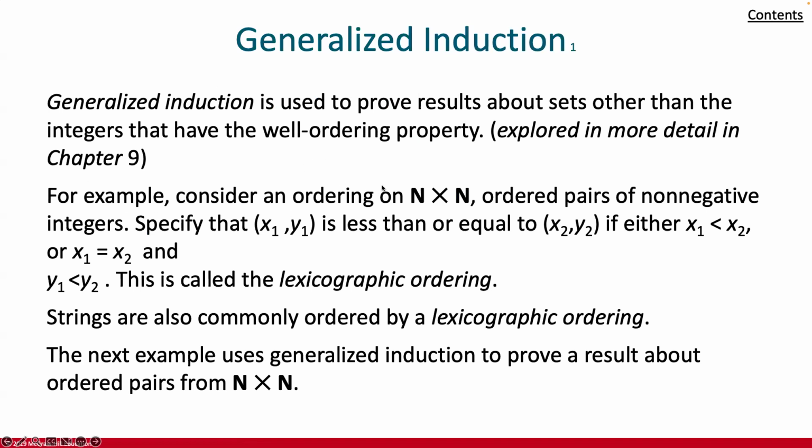For example, consider an ordering of N by N, the ordered pairs of non-negative integers. Specify that (x1, y1) is less than or equal to (x2, y2) if either x1 is less than x2, or x1 is equal to x2 and y1 is less than y2. This is called a lexicographical ordering. Strings are commonly ordered by lexicographical ordering, so having things in an ordered list has its benefits. The next example, which I'll just show but not go through the solution, uses generalized induction to prove a result about the ordering of pairs from N times N.